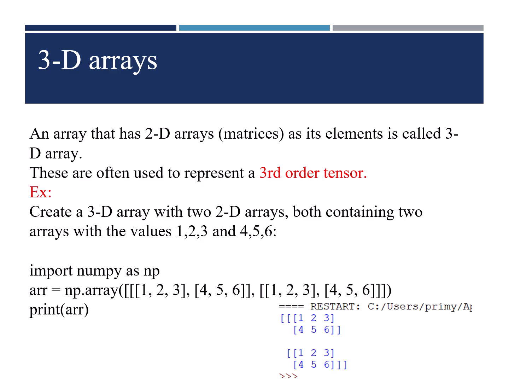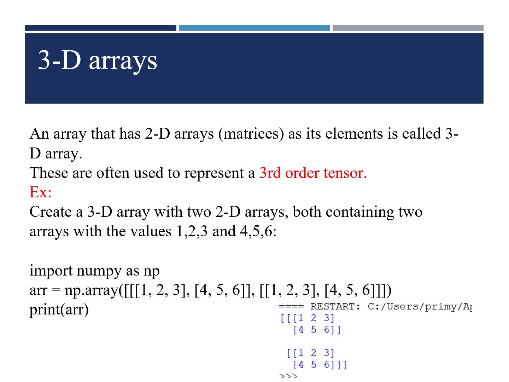So, an array that has 2D arrays (matrices) as its elements is called a 3D array. They are often used to represent third order tensors. Now, creating a 3D array with two two-dimensional arrays, both containing two arrays with the values 1, 2, 3, and 4, 5, and 6. Now, here is an example.